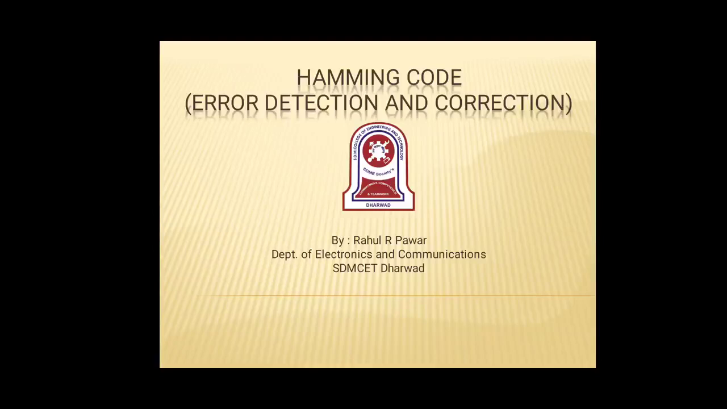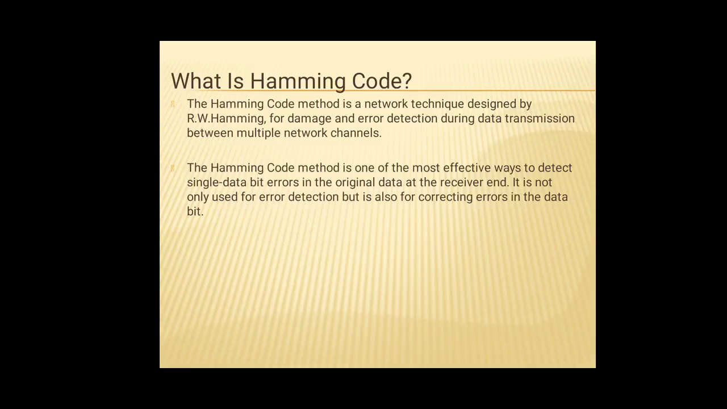So today we are going to discuss Hamming code, its error detection and correction methods. So what is a Hamming code? Hamming code basically is an encoding technique which is used to encode data and then later on it is used to decode at the receiver side.